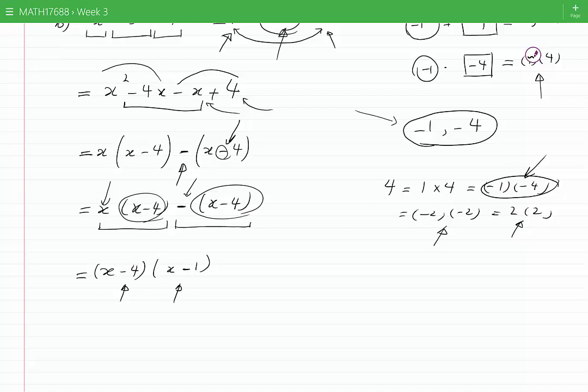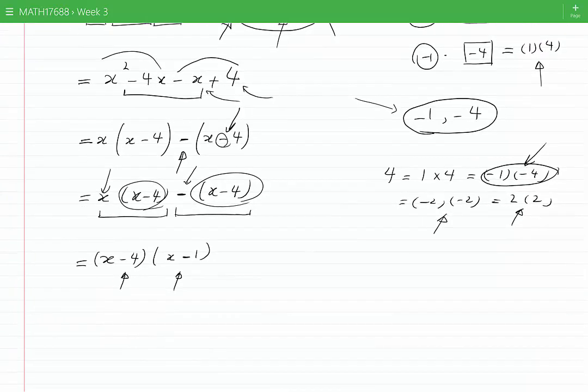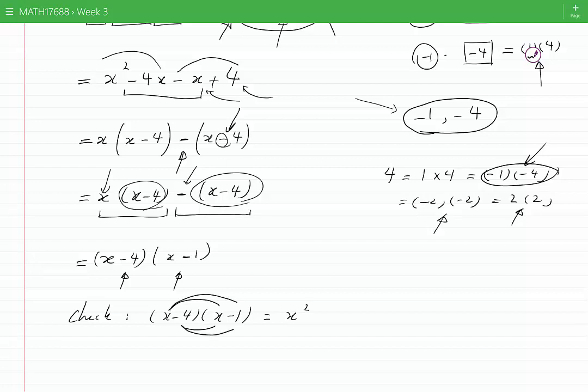We can check our answer anytime we're not sure of it. In our case, if I wanted to check, I would go backwards. Let's open (x minus 4) times (x minus 1), and that's how I would open this product. I'll have x squared minus x minus 4x plus 4, that is x squared minus 5x plus 4, which is the original expression we started with.